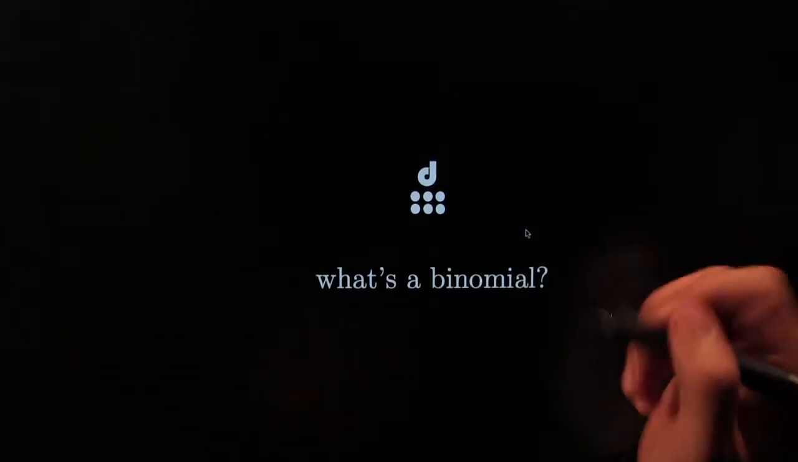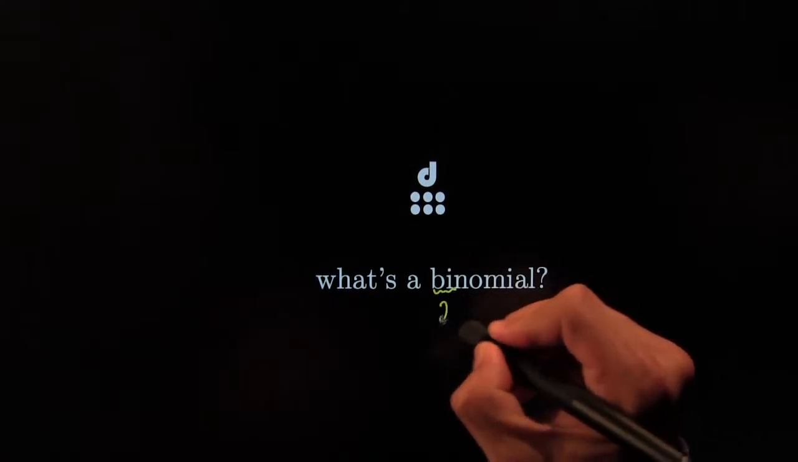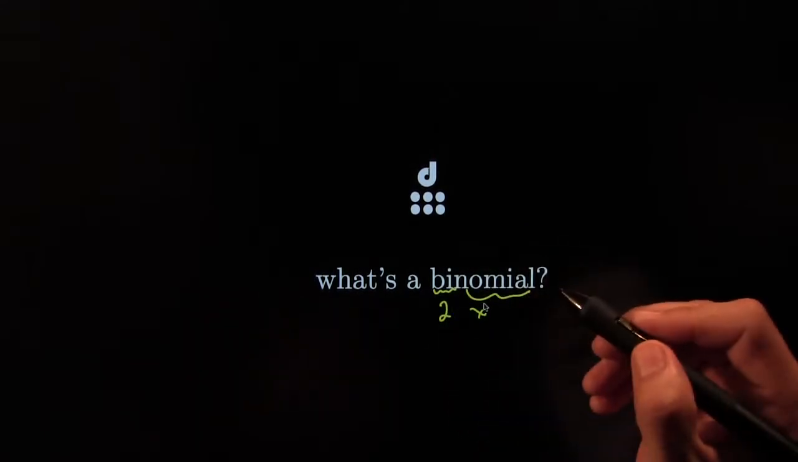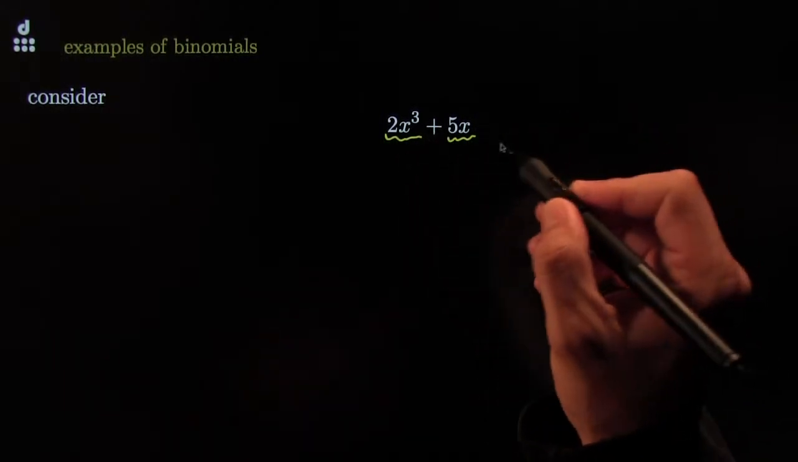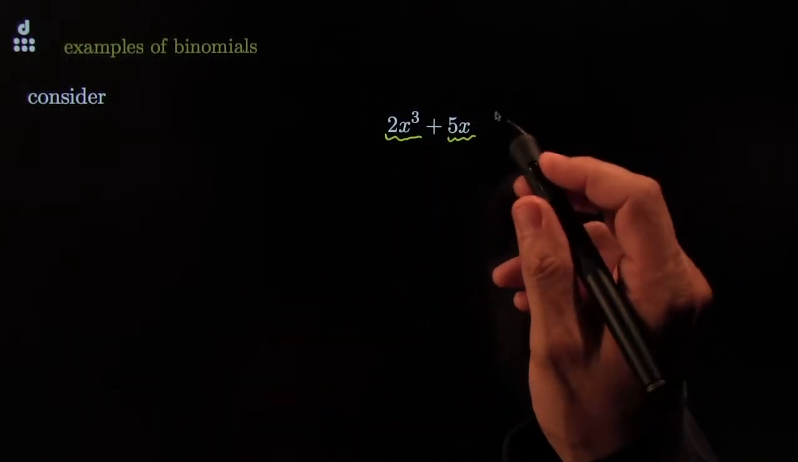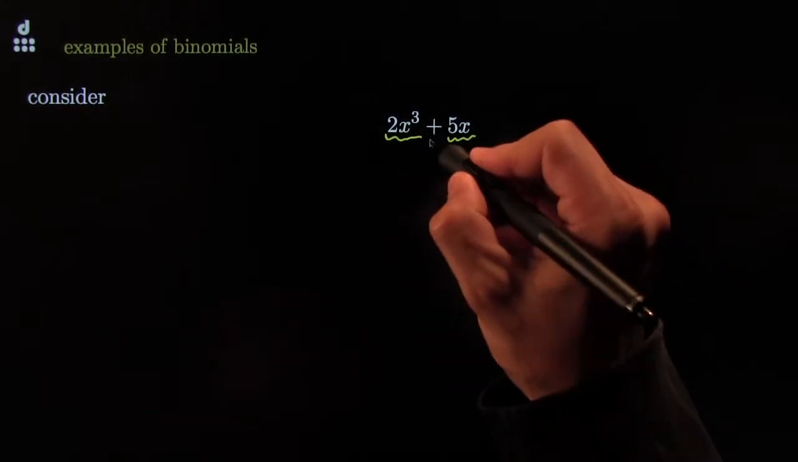Let's take a look at binomials. Binomial is exactly what you might think. It's two of these ones, two monomials, and they're being added together. This is a monomial, this is a monomial. Together they make a binomial. That's what we call a binomial, two pieces. You see, this is crucial.